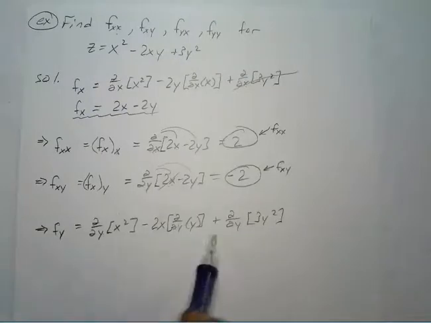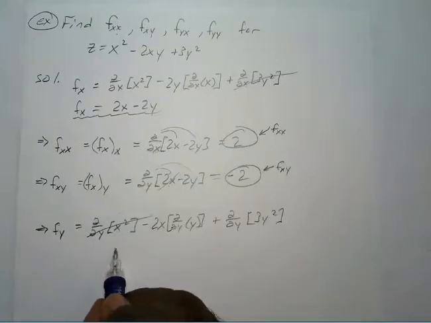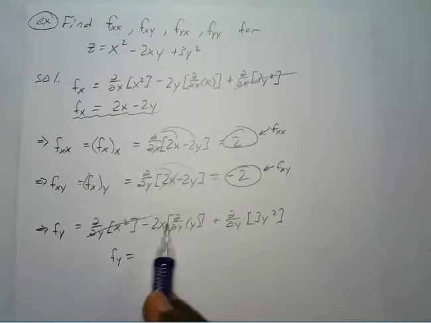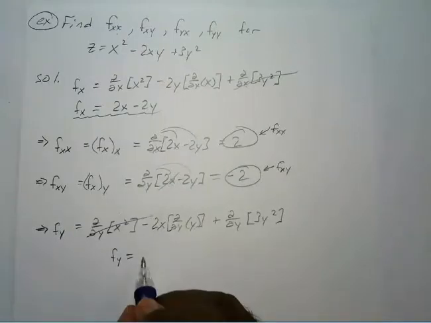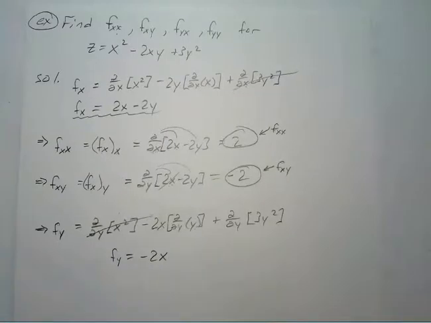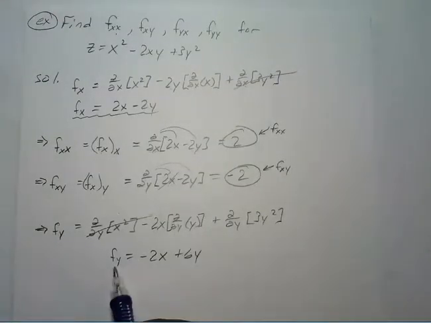Okay, so if we do each term, the partial with respect to y of x squared, that's the same as saying the partial of a constant, which is 0, so you can cross that out. You have 2x times the derivative of y with respect to y is just 1, so 2x times 1 is just negative 2x. And the partial with respect to y of 3y squared is 6y, so it's plus 6y.